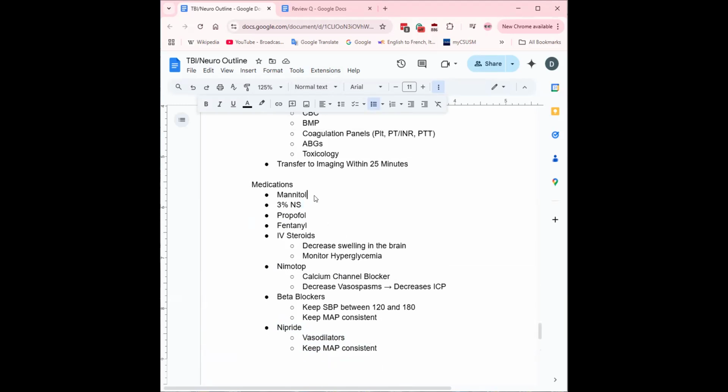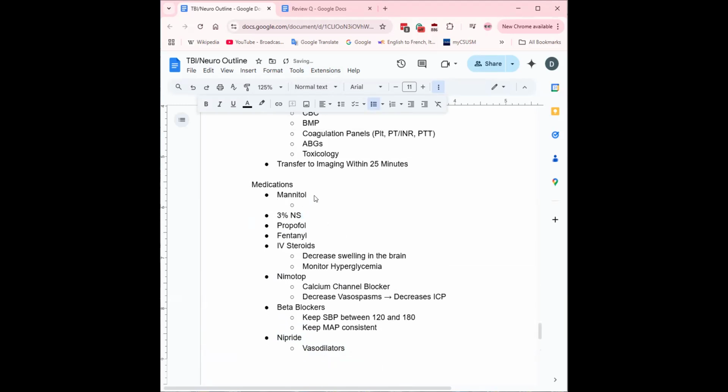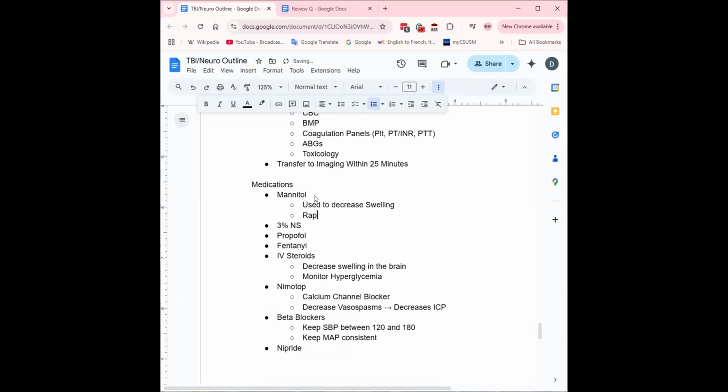But let's talk about mannitol. I think that's the one that they're more focused on. So we said it's used through decreased swelling, and it's got a rapid onset. Yeah, this is the big one that you really should know. 100%. You can expect to be tested on it.